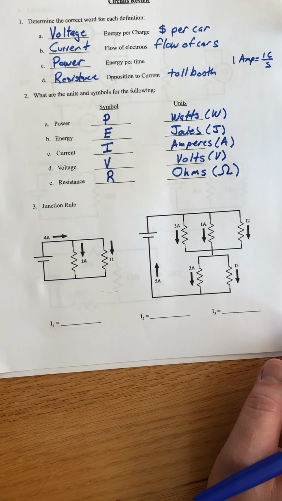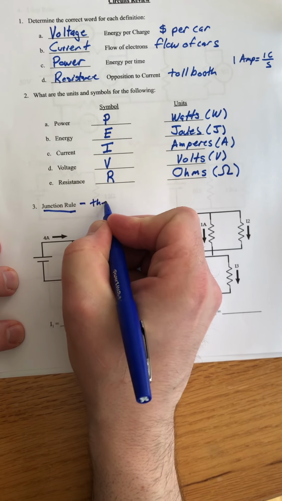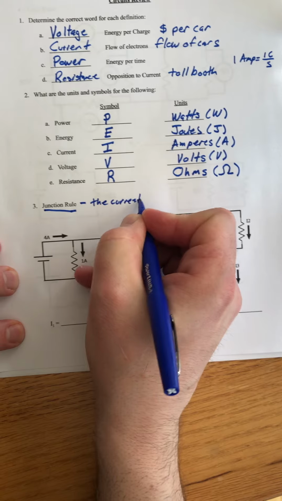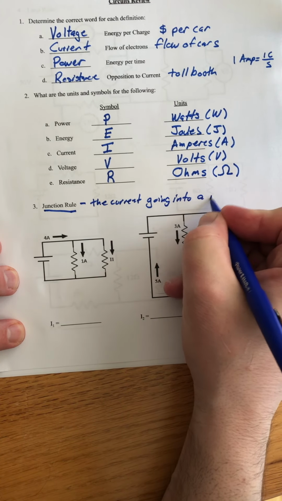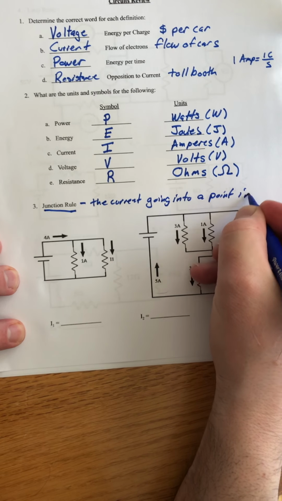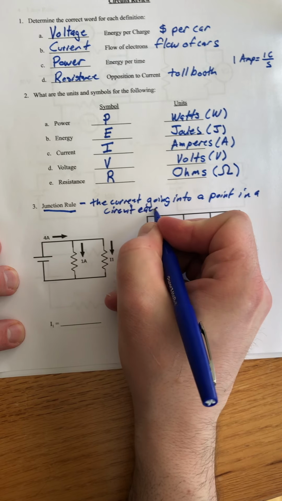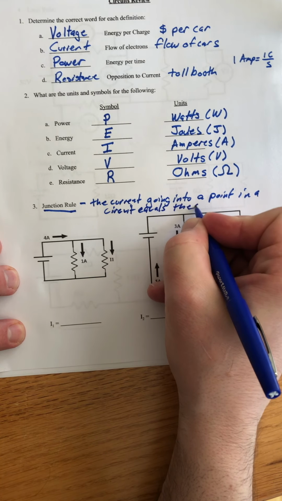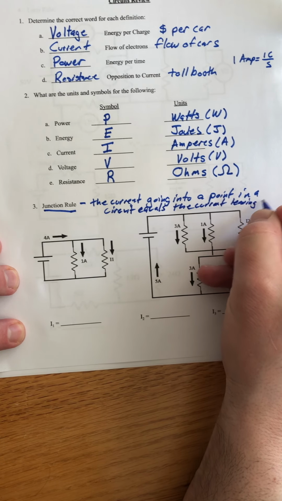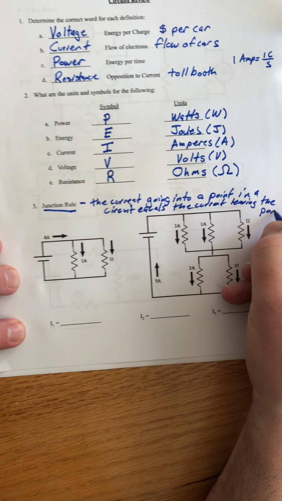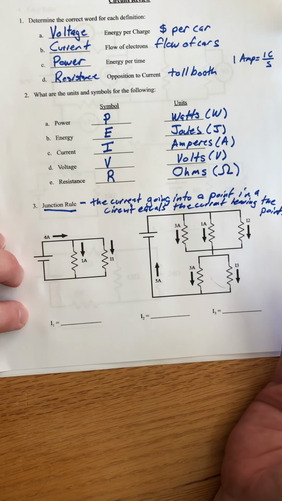One of the things we're going to be working on next is the junction rule. And basically, the current going into a point in a circuit equals the current leaving the point. Basically, that's a fancy way of saying that current is conserved.